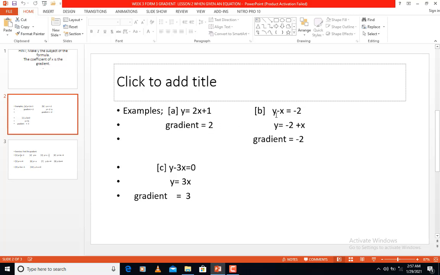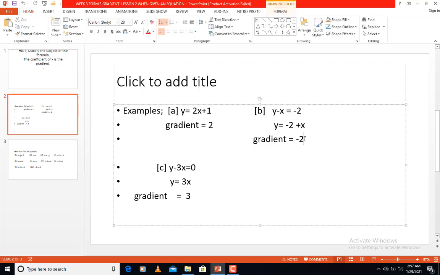Now let's look at this one: y minus x is equal to minus 2. But in this case, y is not the subject. Now let's remove negative x and it goes to this side. So here we are going to say y is equal to minus 2 plus x. From this stage, y is the subject of the formula. Now what is the coefficient of x here? The coefficient of x is 1.